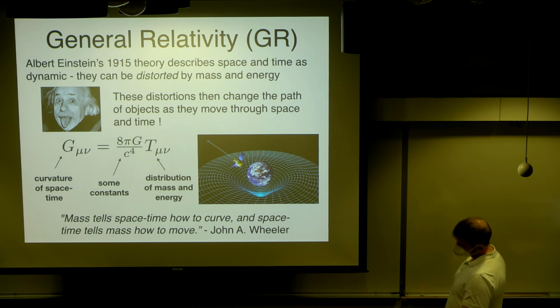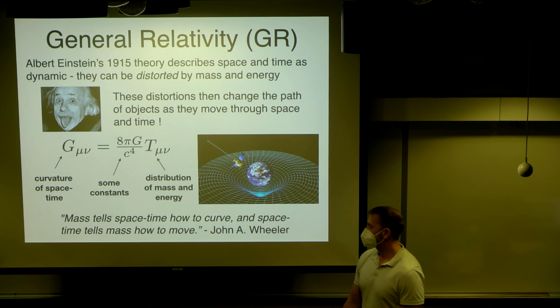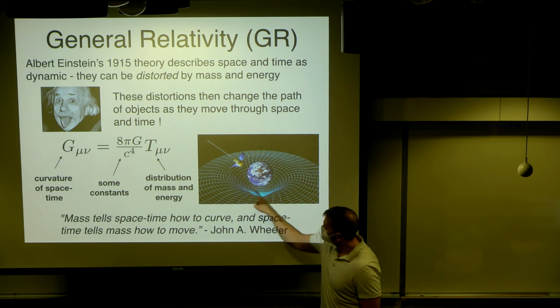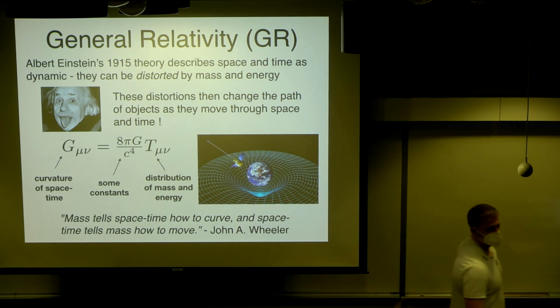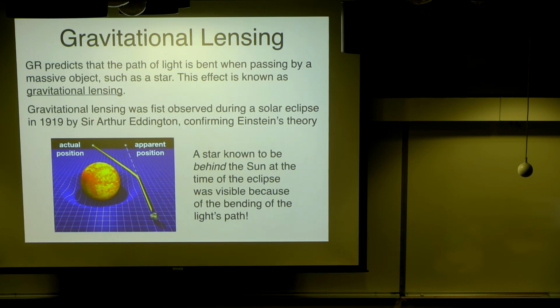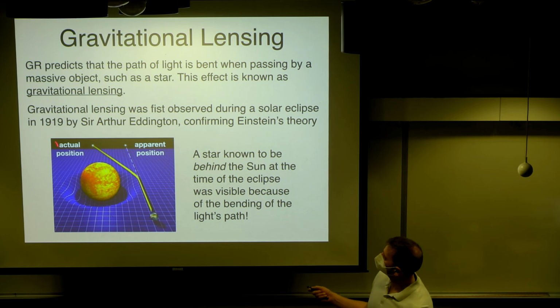So here's a quote that sums it up pretty nicely. It says, mass tells space-time how to curve, and then space-time tells mass how to move, right? So if you have some mass, it warps the space around it, and that changes the way objects move within that space. It can make things happen like circular orbits, for example. All right, so general relativity, again, this is Einstein's theory. Sometimes we call this GR.